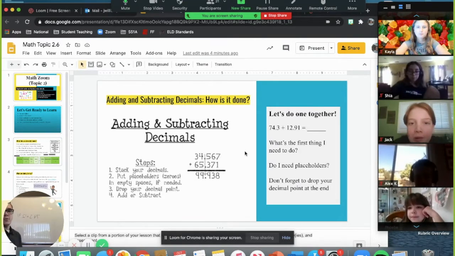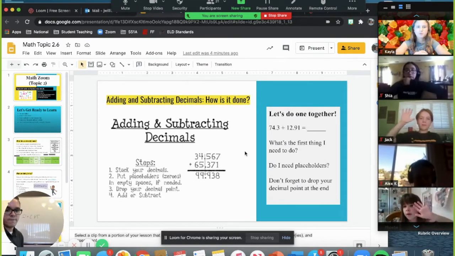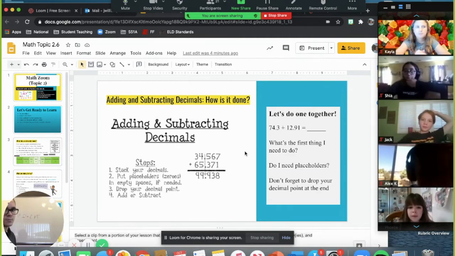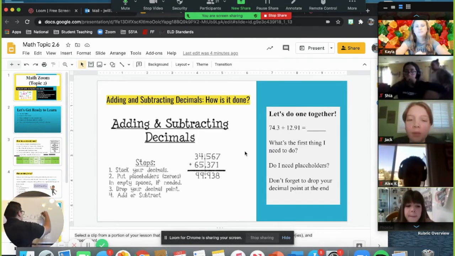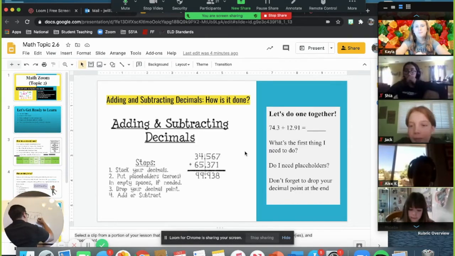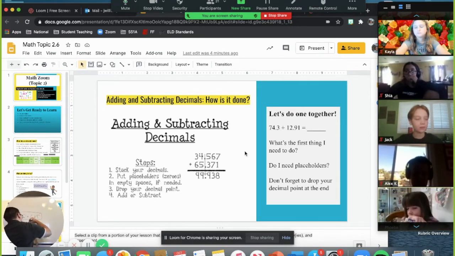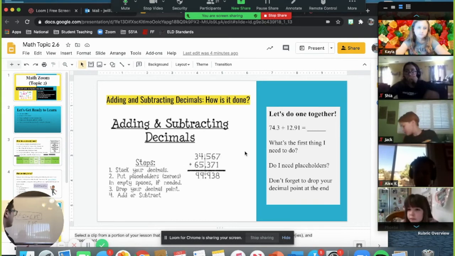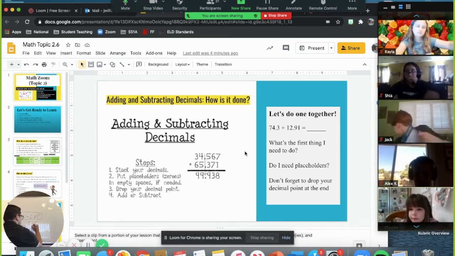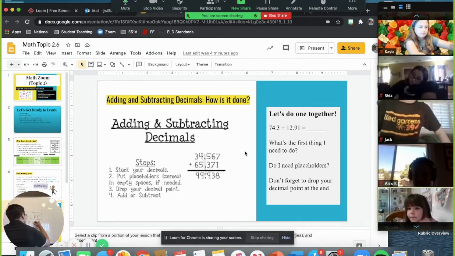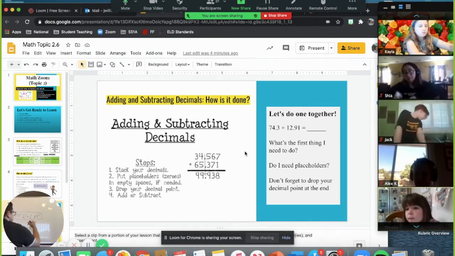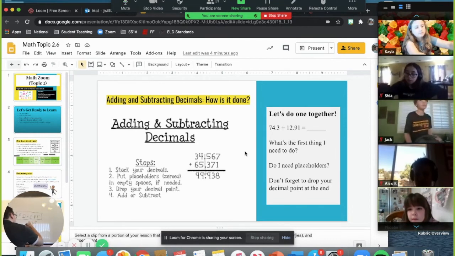What's the first thing we need to do? Phoebe, what do we need to do? Line up the decimals. Okay, so let's line it up. So this is our problem, I'm going to put it in a box. We're going to line up 74.3. Phoebe says we need to line up the decimal. So I'm going to put our decimal first. Make it big so you guys can see. We have our whole number, which is 12, plus 91.